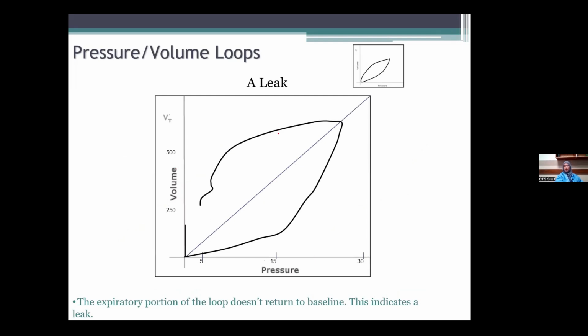This is classically a graph where the patient is losing their volume somewhere. So it shows a leak in the system, because we know that the inspiratory part of the waveform is intact, but at the expiratory part, there's a leak and it's not returning to its baseline.